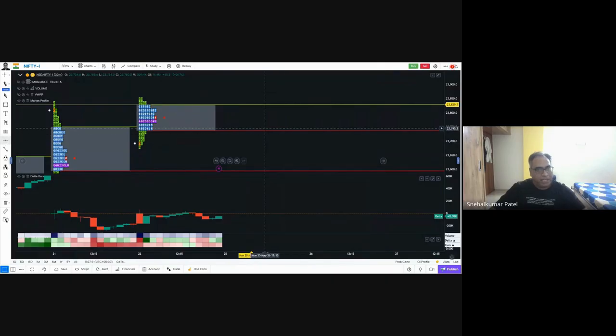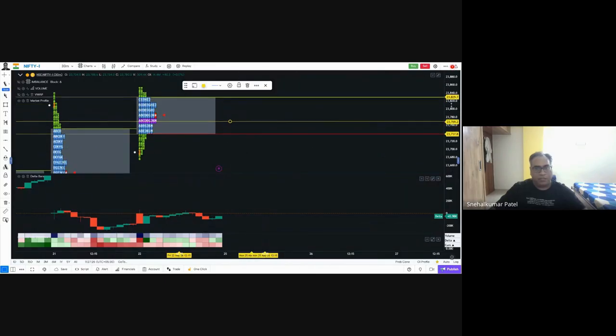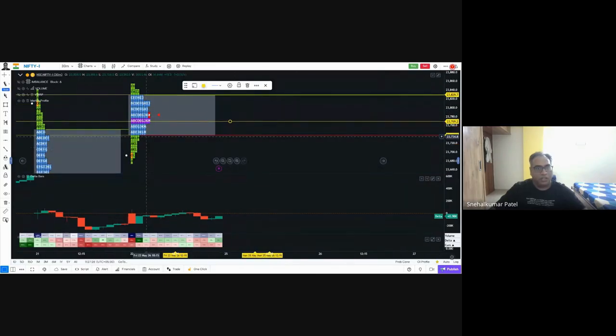And then we mark the value area low, which acts as a support in the market. And the point of control is the area where the maximum activity of order execution takes place. So this is how we mark the support and resistance using the order flow.